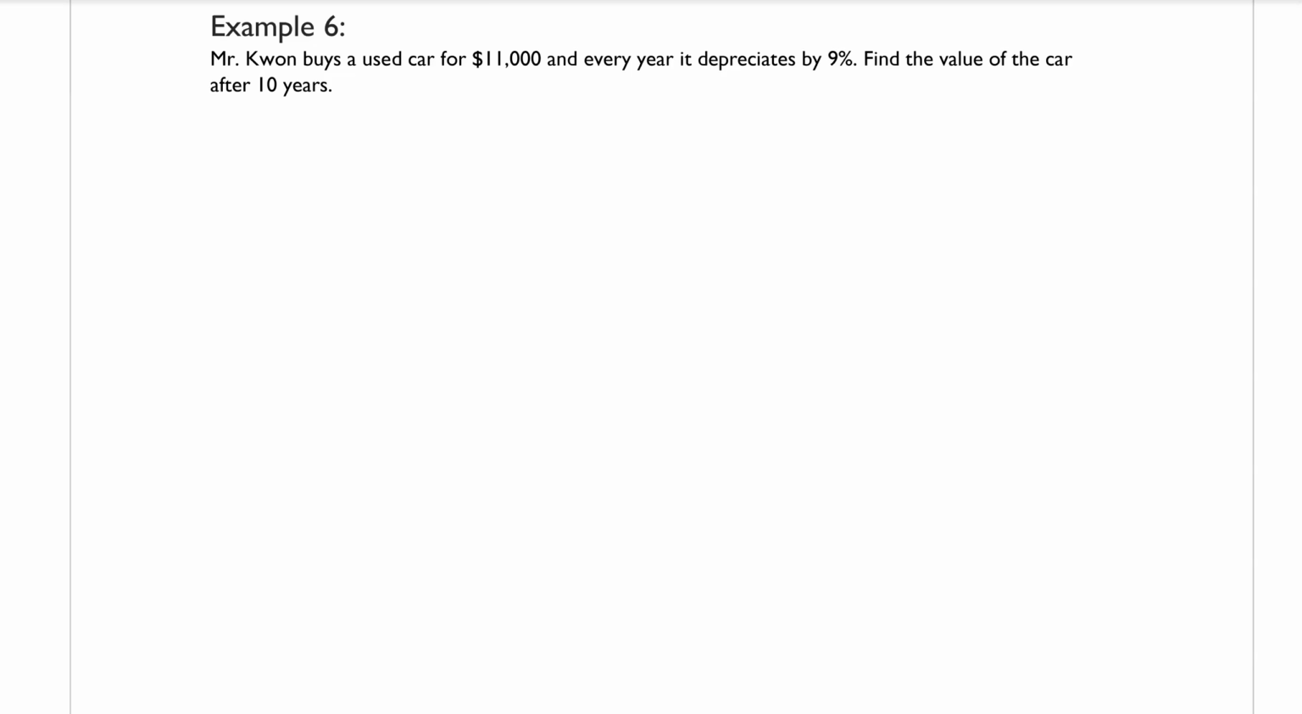Example 6 says, Mr. Kwan buys a used car for $11,000 and every year it depreciates by 9%. Find the value of the car after 10 years. Now, in a similar scenario where I said that it appreciates by 9%, that is, the value of the car is increasing by 9% every year, we saw an example of that where our b value, if it was increasing, would be 1.09, because I said that you had to add 1 to whatever the percentage was.